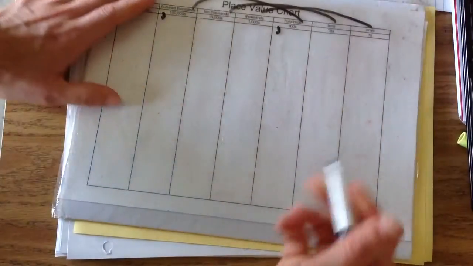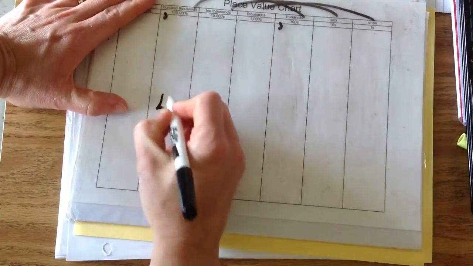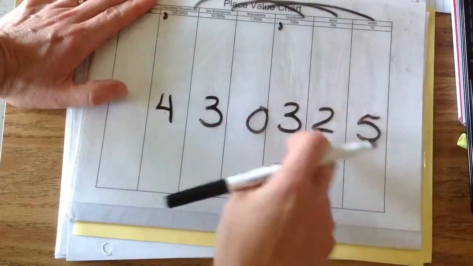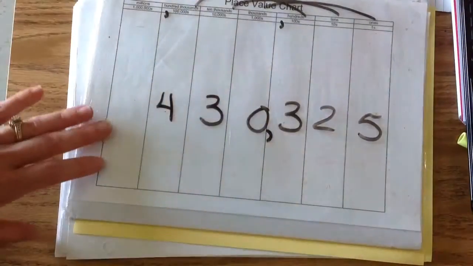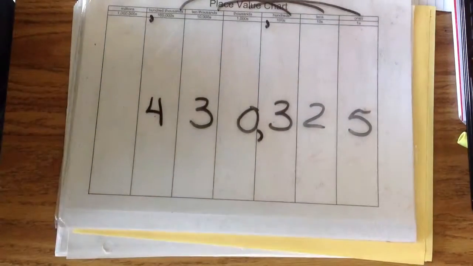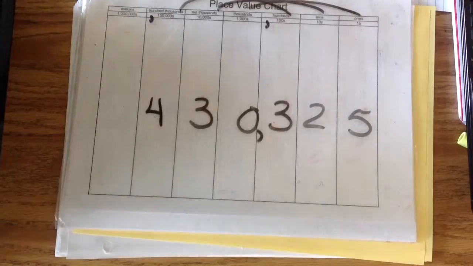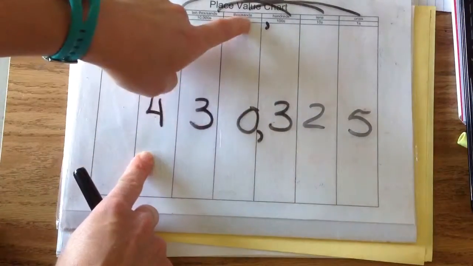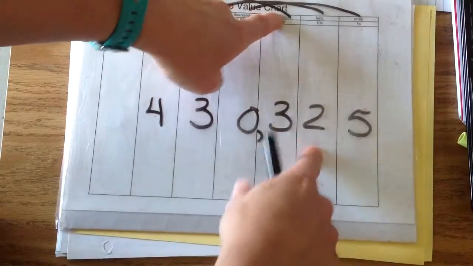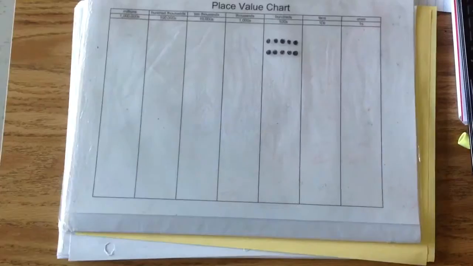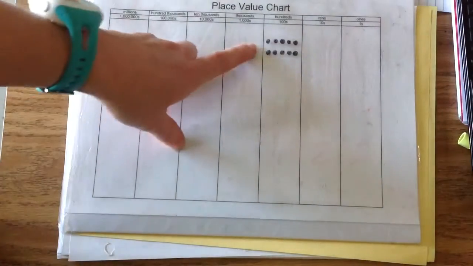Let's go to something a little bit easier. Let's imagine that we did this number. Of course, you go 1, 2, 3, comma, and how would you read that? Well, it would be 430,325. That's how you would read it.